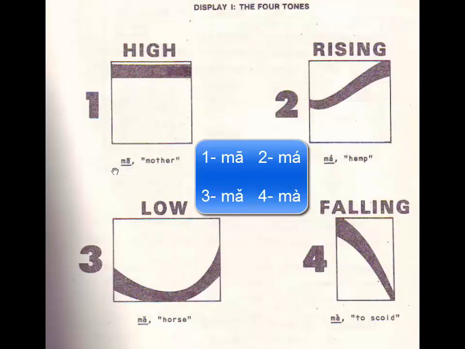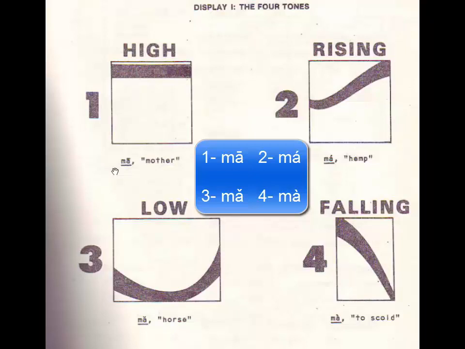Now try saying the rising tone word hemp yourself and repeat. Notice that the tone mark in the romanization rises from left to right in the direction your eyes are moving as you read. Try saying hemp again and repeat.